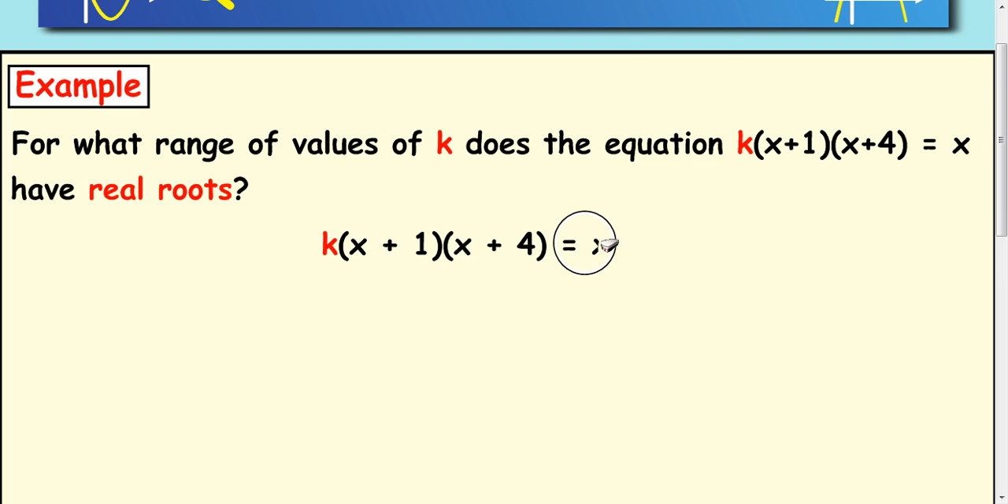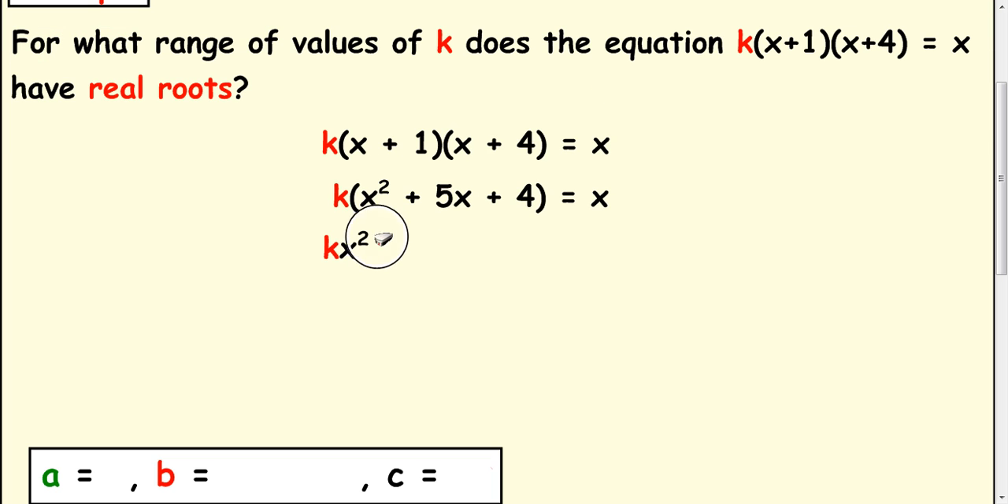So first thing we have to do is sort this out so we can get our values for the discriminant, the a, b and c values. So multiply the bracket out first of all. So you're going to get x squared plus 5x plus 4 equals x. The next thing to do is we want really to get this x over the other side, but before that we have to multiply the bracket through by k. So kx squared plus 5kx plus 4k equals x. It's important to put the 5k before the x because at that moment that's the coefficient of the x.